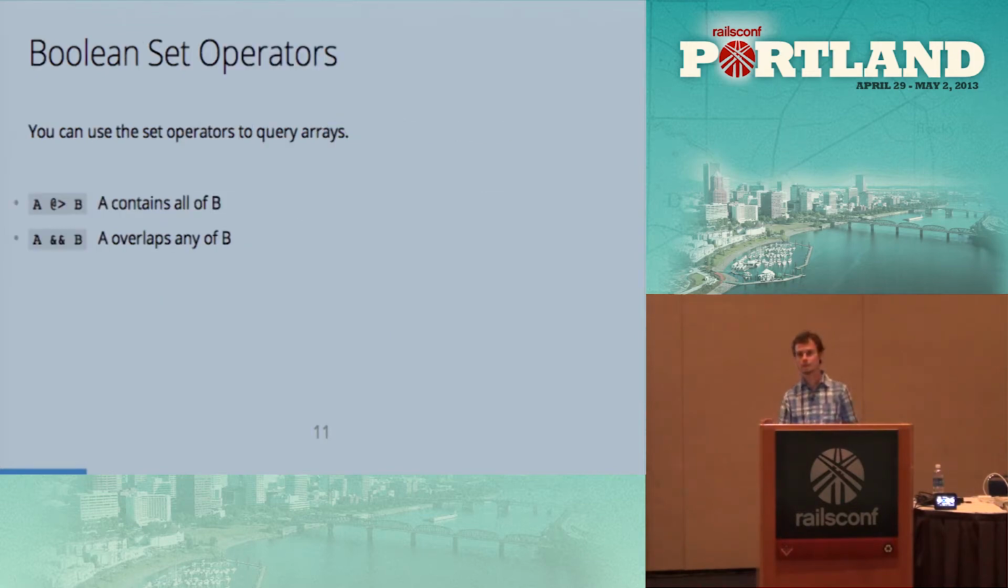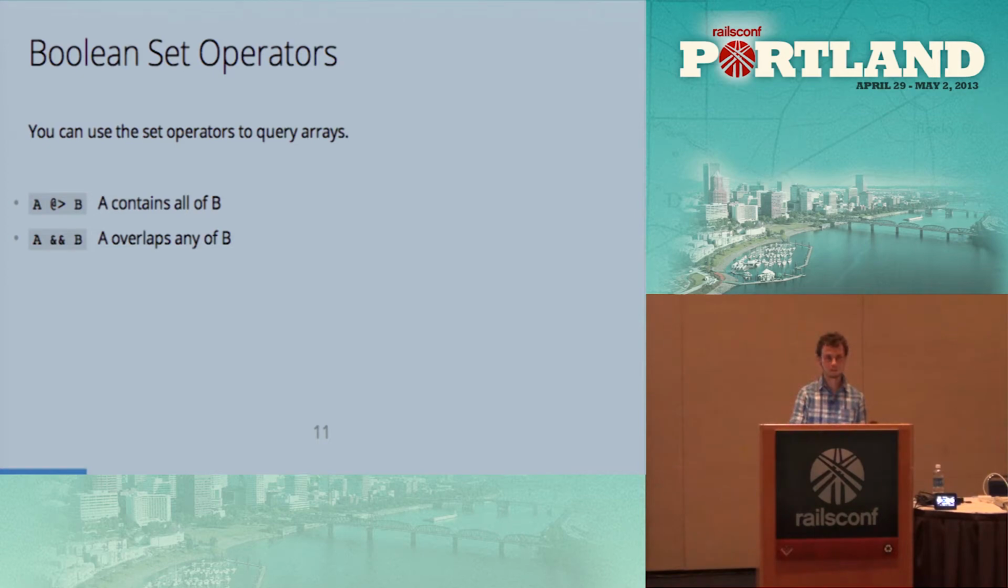So what can we do with these arrays once we've got them? Well, 2 useful operators are the contains operator and the overlaps operator. The contains operator is going to return true if A contains all of B. The overlap operator is going to return true if A overlaps any of B. That means if any of the elements in A or B are shared, you're going to get back true.